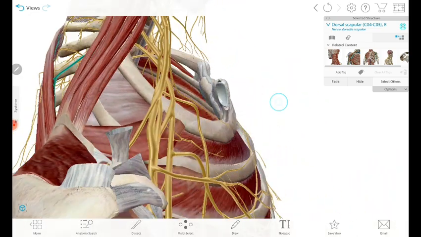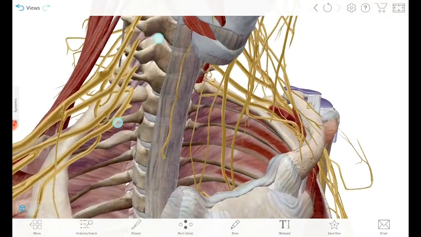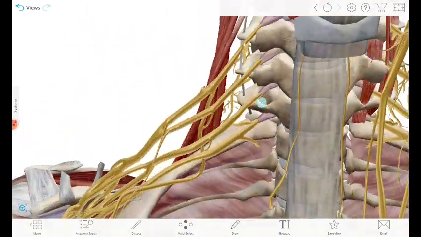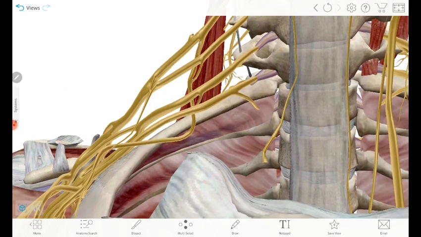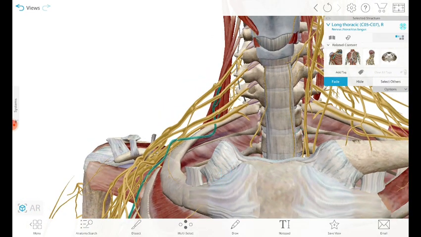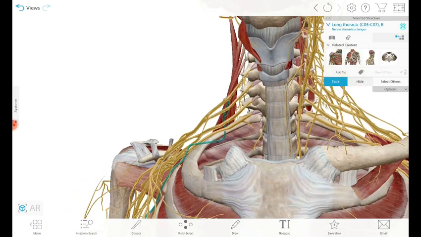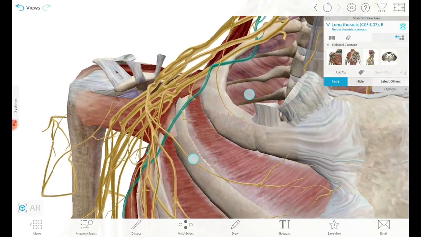Now we will see the other branches of the brachial plexus. So we have seen the dorsal scapular nerve. Now we can see one nerve which is arising from C5, taking root from C6, from C7, as well as from C8, and we will see the further course of this nerve. So this nerve over here we can see is descending over the thoracic cavity and is closely opposed to the lateral wall of the thoracic cavity.